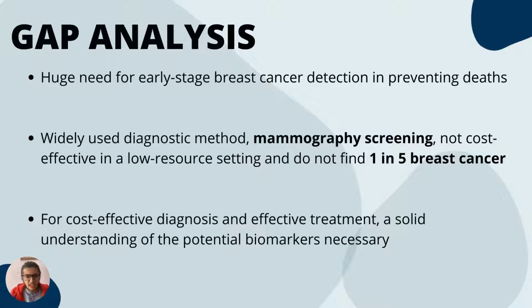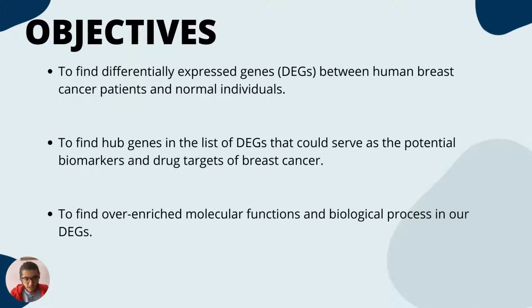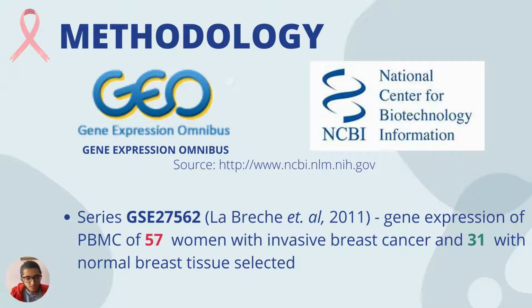Today, the widely used diagnostic method, mammography screening, is not cost-effective in low-resource settings and does not find 1 in 5 breast cancers. So, to create a cost-effective diagnosis and effective treatment, we need a solid understanding of the potential biomarkers. These are our objectives: to find the differentially expressed genes between human breast cancer patients and normal individuals; then, to find hub genes from our list of genes that could serve as potential biomarkers; and also, to find over-enriched molecular functions and biological processes represented in our genes.